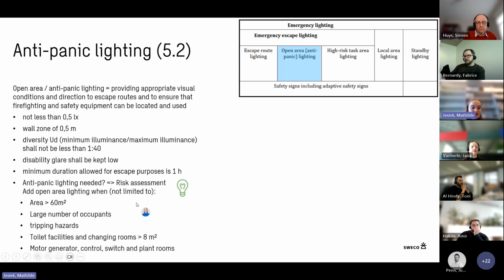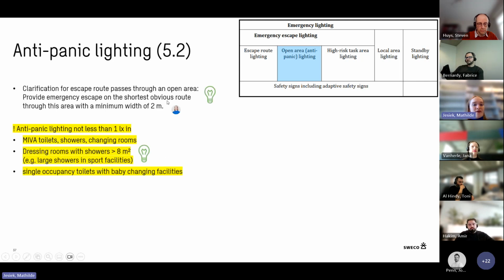So areas larger than 60 square meters need anti-panic lighting. If you have areas with a large number of occupants, it's also recommended to apply emergency lighting, anti-panic lighting in that area if there is tripping hazards. If you have toilet facilities and changing rooms larger than 8 square meters, and in motor generator rooms, control rooms, switch rooms, plant rooms. So in general, technical rooms, we also apply anti-panic area lighting.